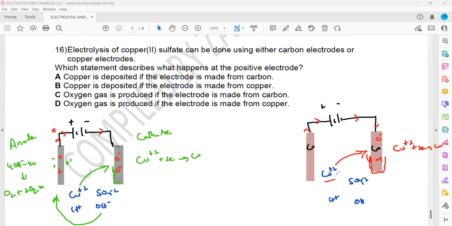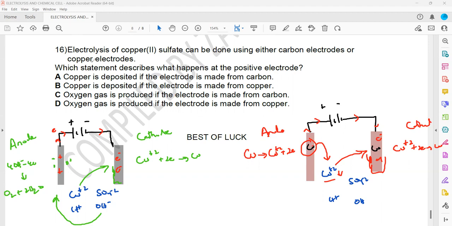As the amount of the copper ion is decreasing, to balance that, the copper atom from the anode will move inside the solution as a copper ion. So copper atom turn into copper ions by loss of two electron. This is what happened at anode and this is what happened at cathode. So if we use carbon electrodes or we use copper electrode, the cathode equation is same. But anode, it changes. If we use a carbon electrode, it will give oxygen gas. If we use copper electrode, then the copper atom will turn into copper ion at anode.